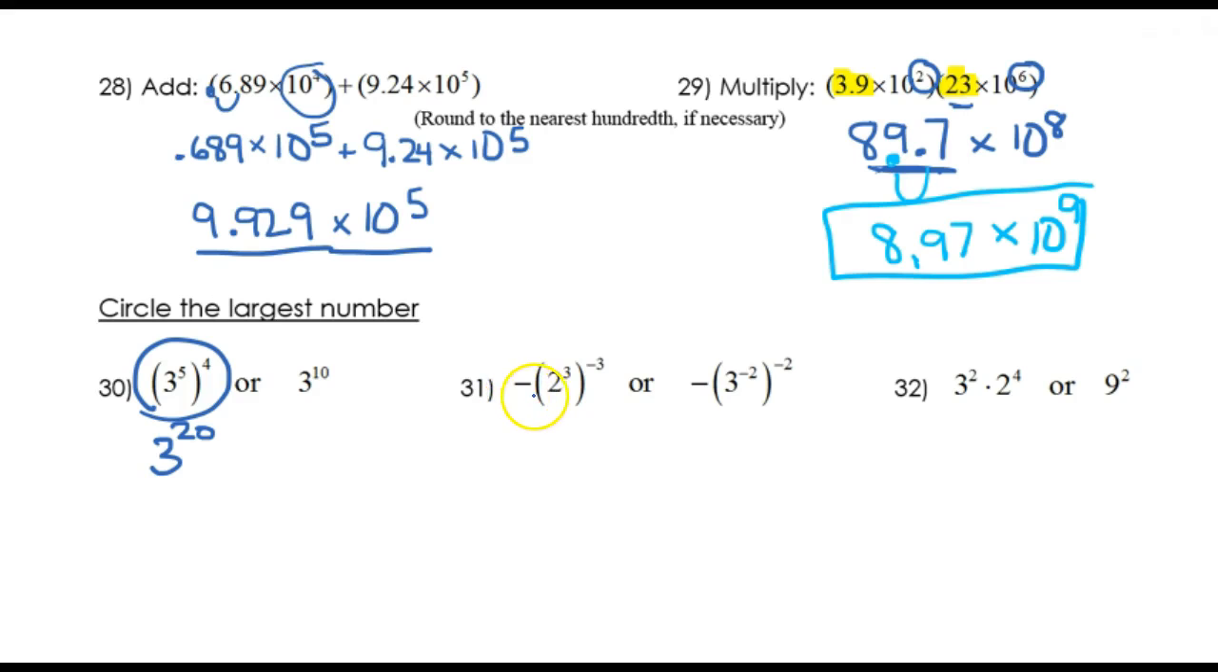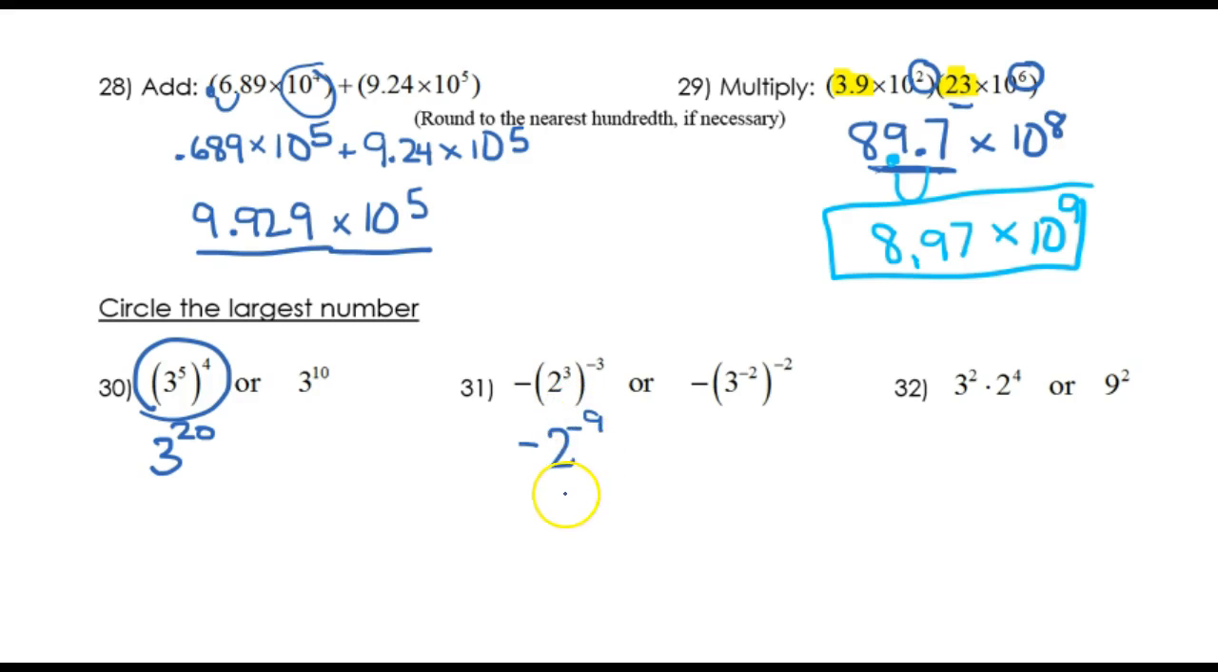Number 31. Negative 2 to the 3rd to the negative 3rd power. So again, we're going to multiply. This is a power to a power, so we're going to multiply the exponents. The negative stays where it is. It's going to be 2 to the negative 9th power.